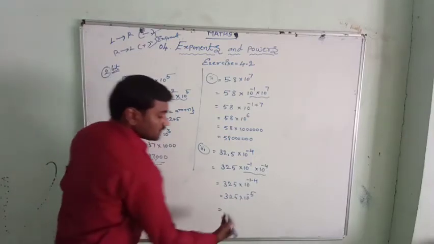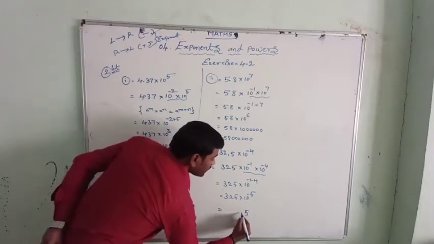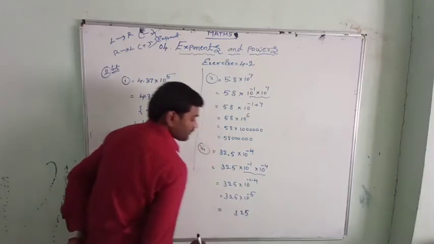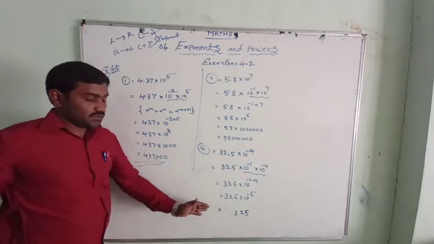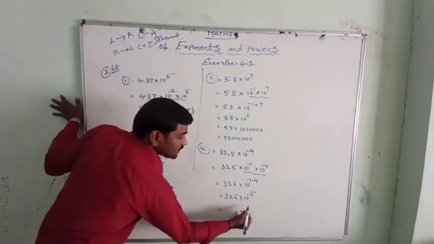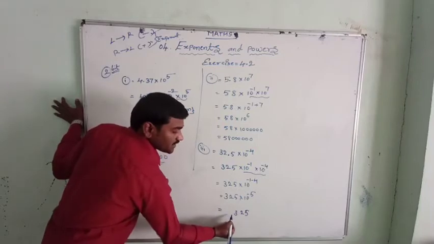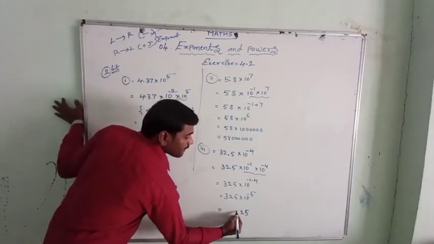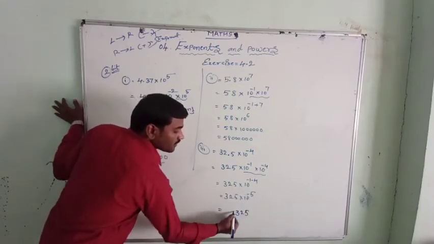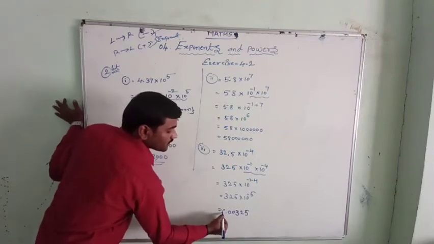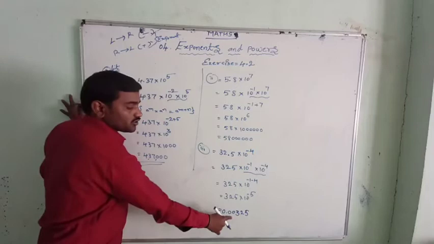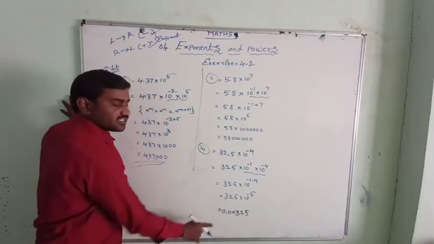See that here 3, 2, 5. So here only 3 digits are completed: 1, 2, 3. 2 more digits we have to do: 1, 2, 3, 4, 5. Point 0, 0.00325. This will be the answer.